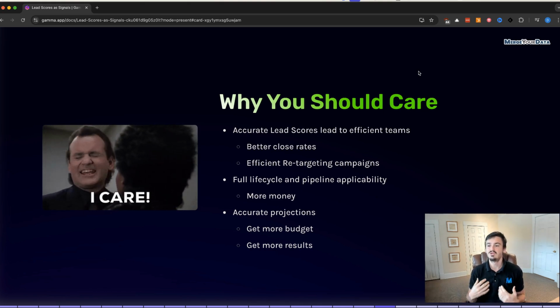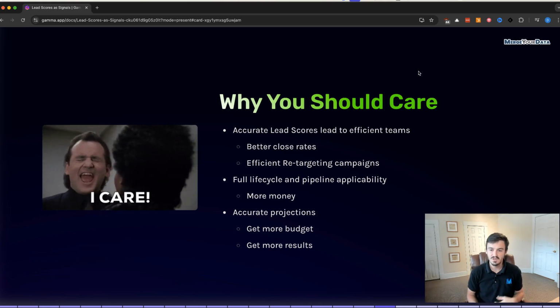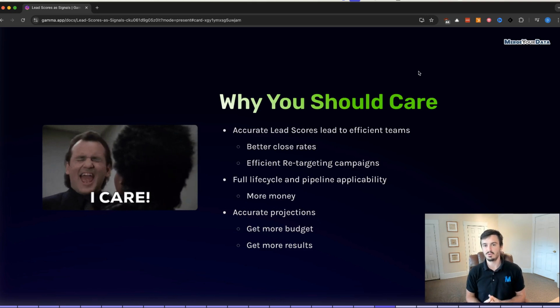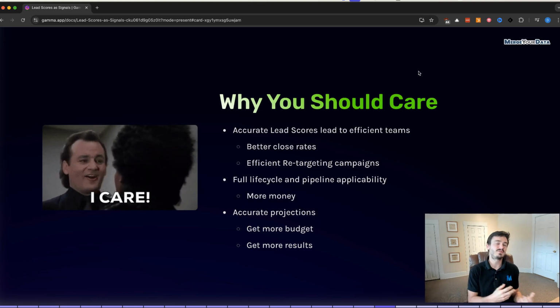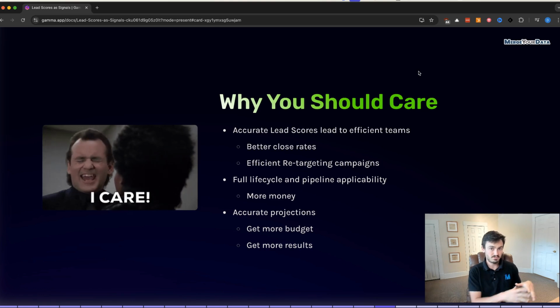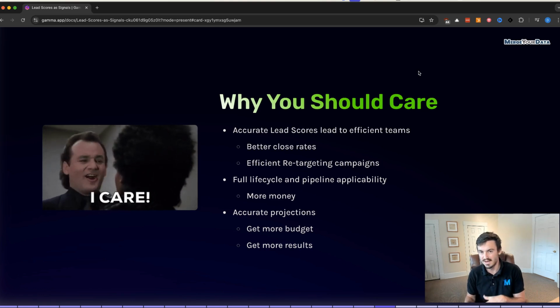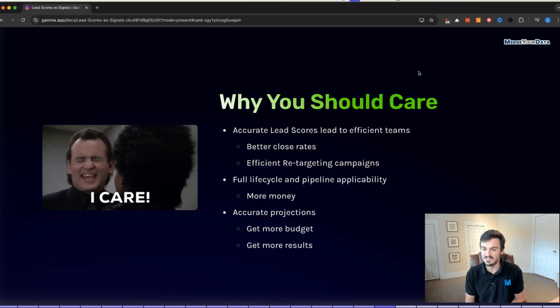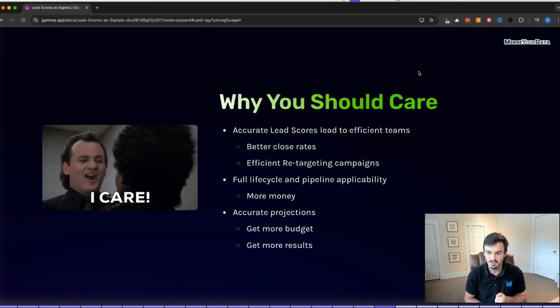And so why you should care about this presentation. 1, accurate lead scores lead to efficient teams. If you can nail down your lead scores, your team can look at these and understand what's going on with an account, with a contact, and then how that relates to the deal, if there is a deal that exists already. And so that means you get better close rates and you get efficient retargeting and campaigns.